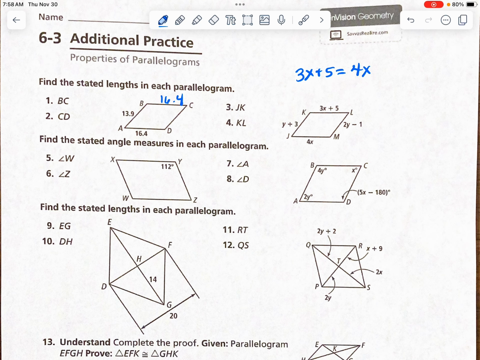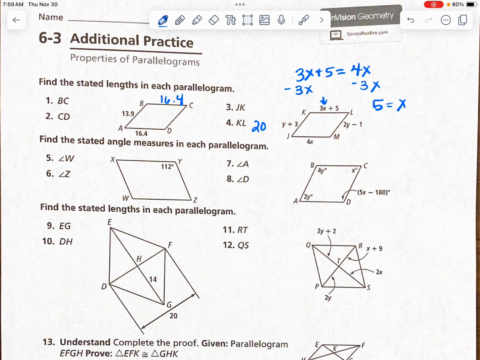I'm going to go ahead and finish that one really quickly. So I would subtract 3x from both sides, and that would give me, I'm going to run out of room here, 5 equals x. So x is 5. If x is 5 and I need to find the length of KL, that means I would just put 5 in for this value here. So 3 times 5 plus 5 would be 20. So that would be the answer to number 4. So I'm going to let you try the other one.